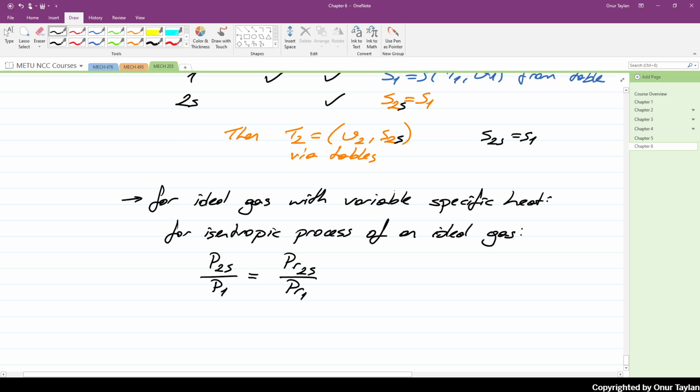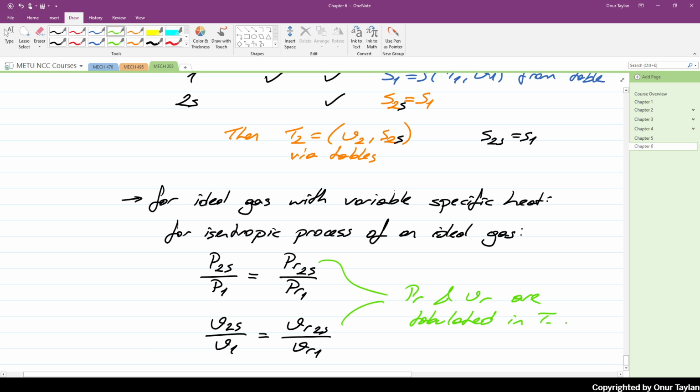And similarly, the specific volume ratio is equal to the VR ratio. And this PR and VR are tabulated in table A22 for air as an ideal gas, right? That's the air table. So let me show you that table.